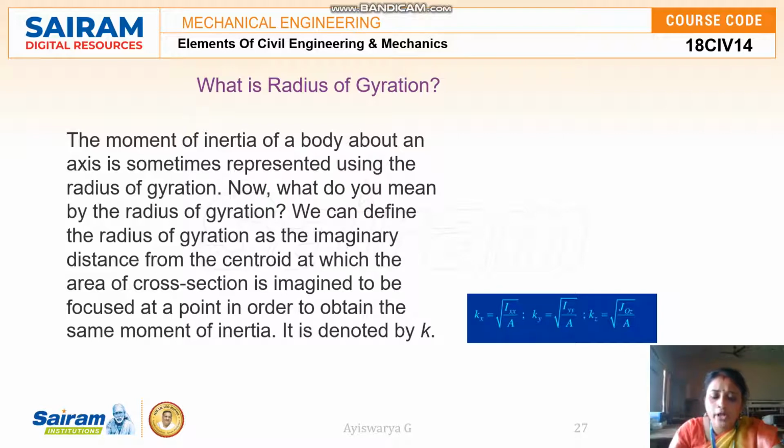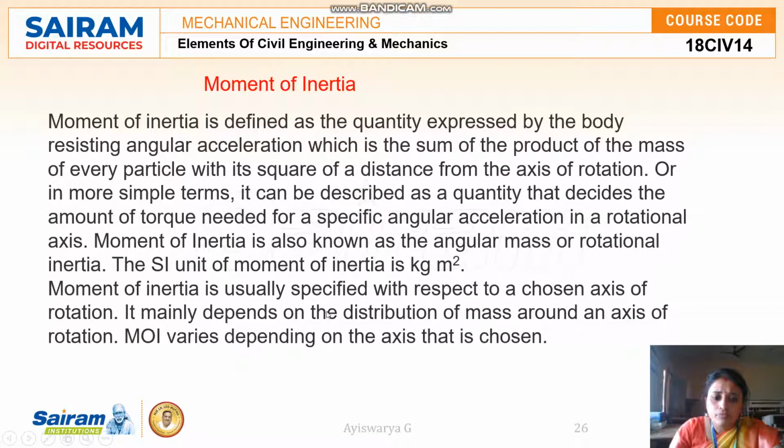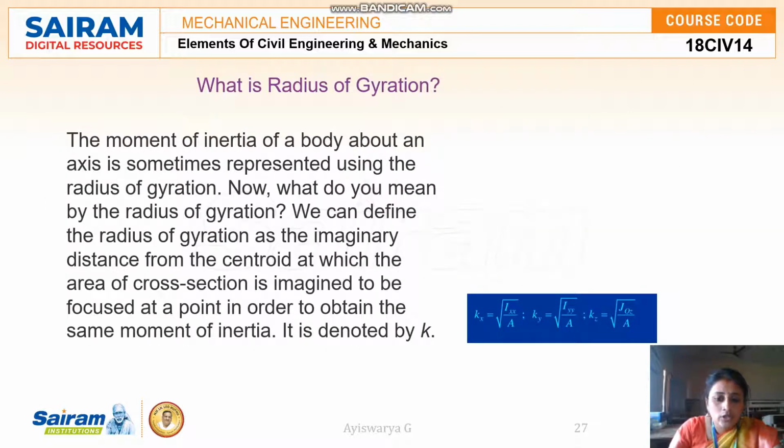The unit of radius of gyration: the unit of moment of inertia is mm^4, and for area it's mm square. So finally you will get the radius of gyration distance with unit mm. These are the three formulas for radius of gyration. For the moment of inertia, Ix is equal to A into x square or A into y square.